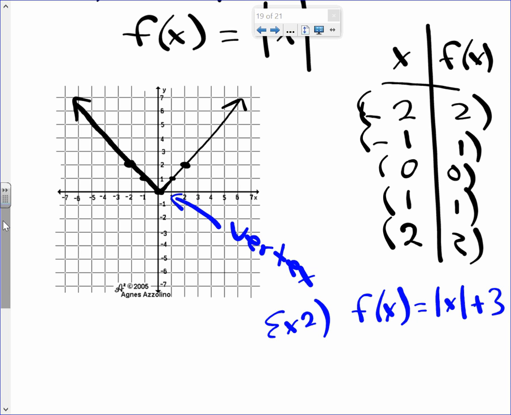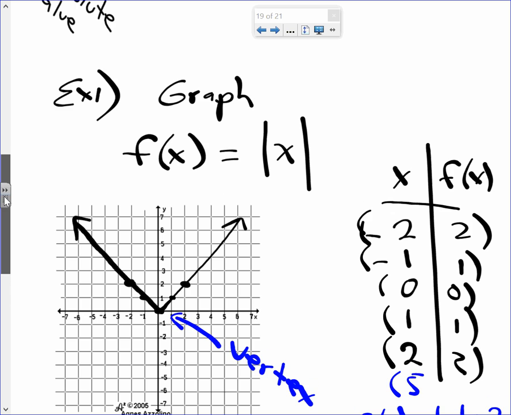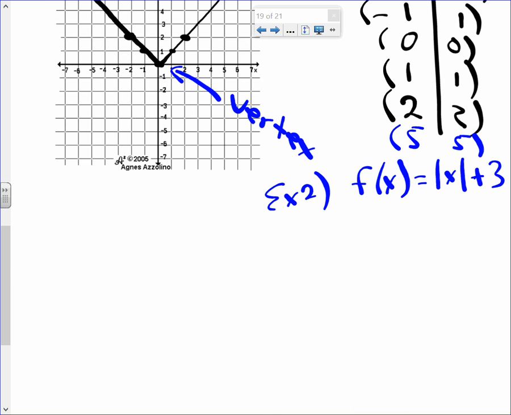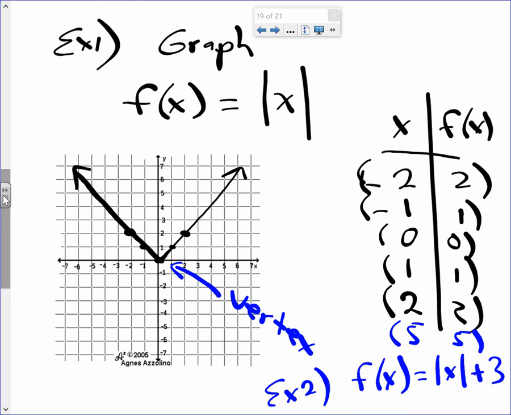Now, when you say you could choose your own numbers, is it still going to get the same graph? Yeah, always, no matter what. Let's say 5. If I put x for 5, what's the absolute value of 5? 5. So it would be 5, 5, and look at where it's at. There it is. It's on the graph. You see how the math works?